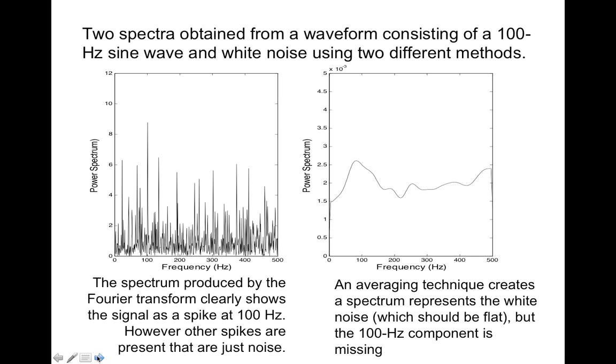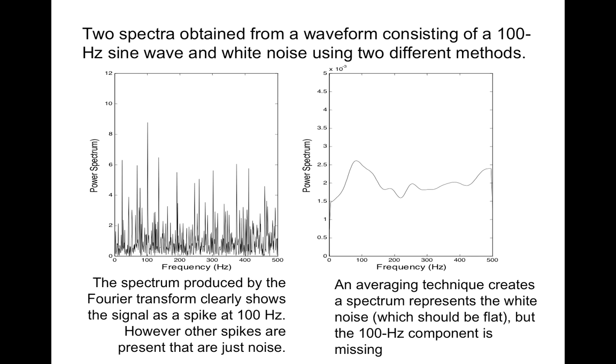So here's an example of the spectrum obtained from a waveform that consists of a 100 Hertz sine wave and white noise. The waveform isn't shown here, but basically the spectrum is produced from 2 different methods. First, simply taking the Fourier transform. Here's the MATLAB output when we take a Fourier transform. You can see here at 100 Hertz, there's a clear spike that would indicate there is sinusoidal energy there. But then we have all these other spikes mixed in throughout the signal. And we know, because we created this signal, that those are just noise generated.